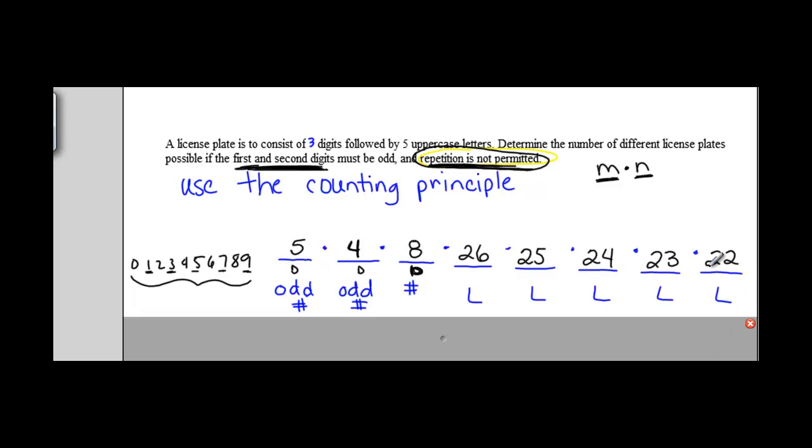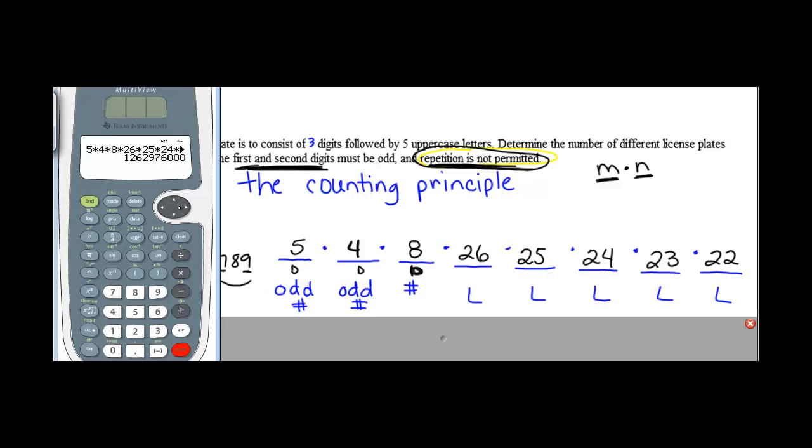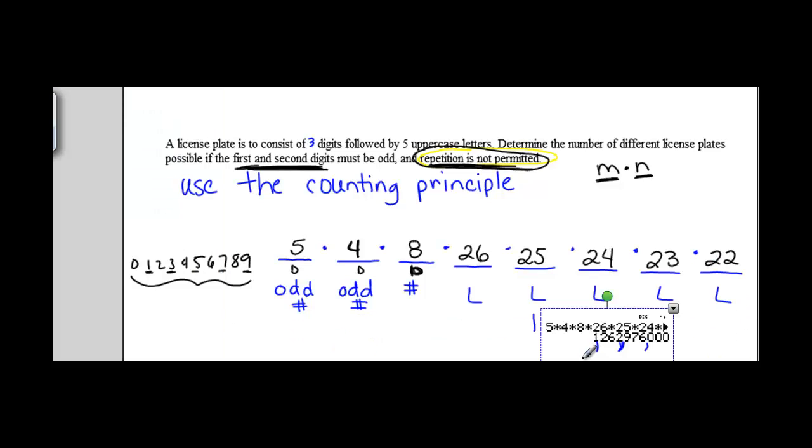So to get the total number of different license plates, we would want to multiply these numbers together. So I'm going to type that in the calculator. 5 times 4 times 8, 26, 25, 24, 23, 22. It should be really large. Okay, and I've done that here. And we would get, let's place our commas here. Looks like that total number would be 1,262,976,000 different license plate options with these stipulations.